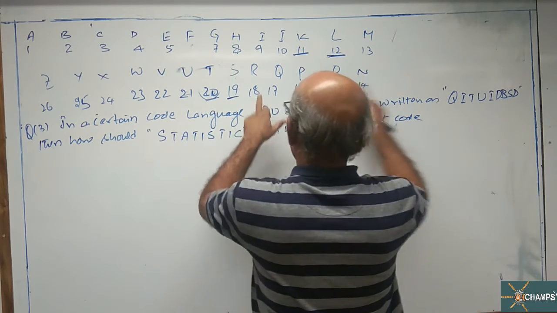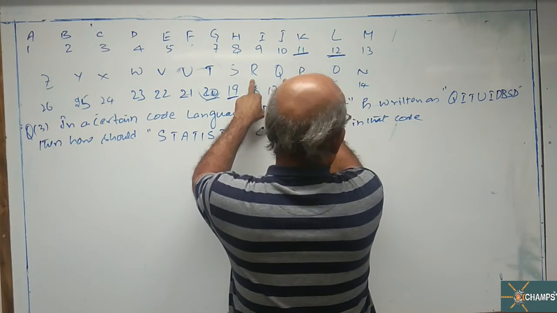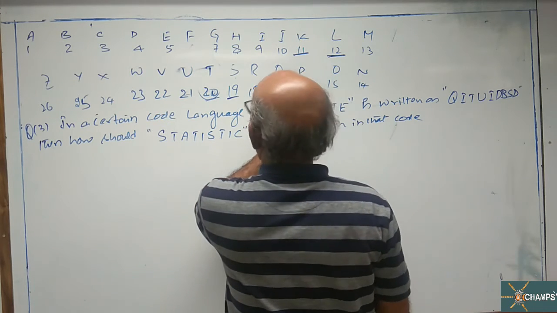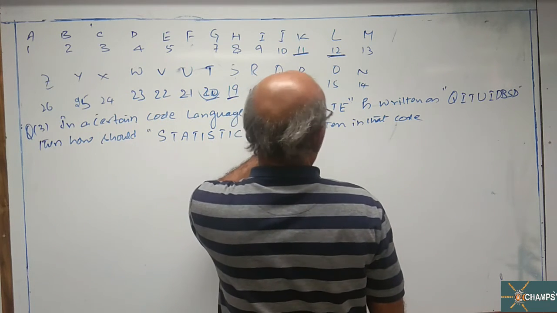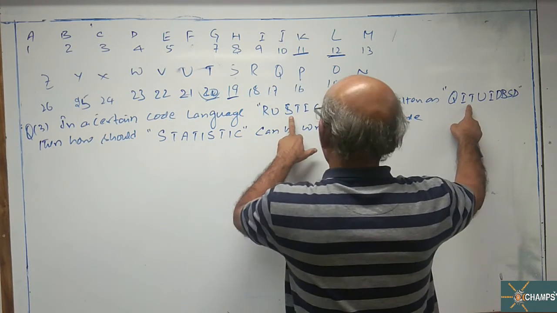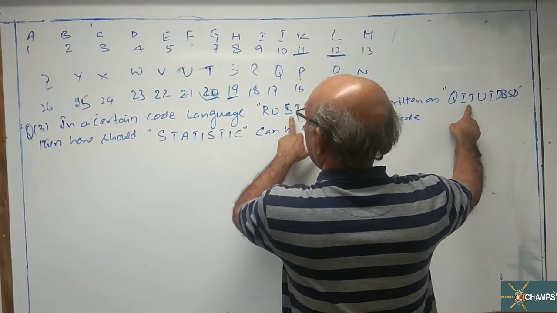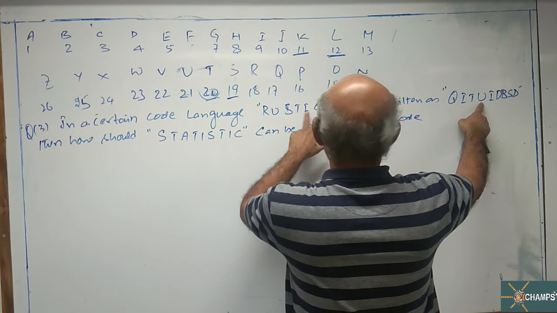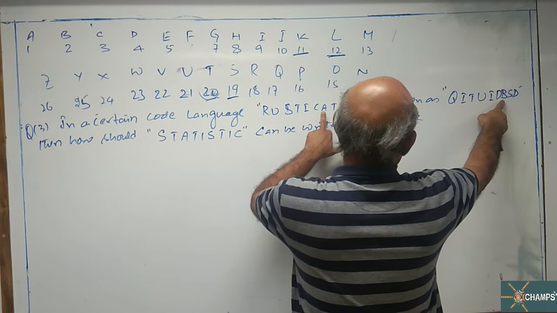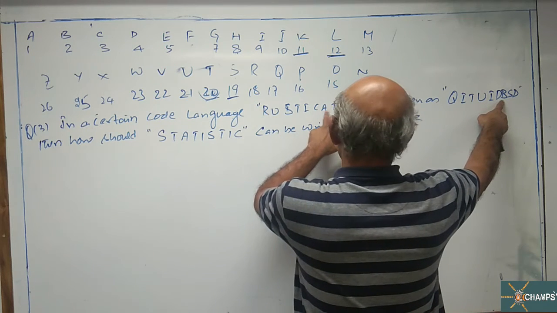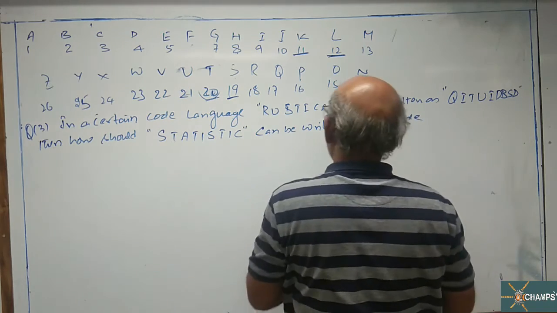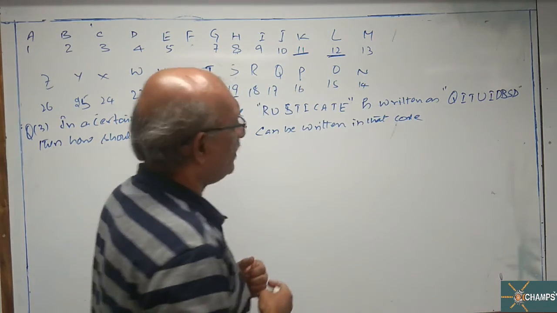R and Q are adjacent letters. U, I, no relation. S and T, we have direct relation. T and U, direct relation. I is same. C and D, direct relation, adjacent. A and B, direct relation, adjacent letters. T and S, adjacent relation. E and D. So let me check up the spelling, sir.